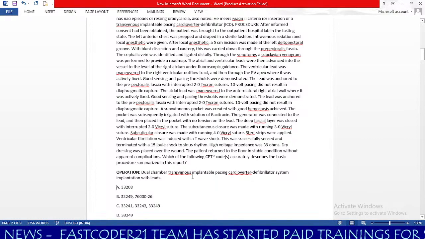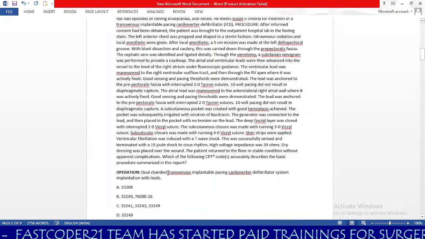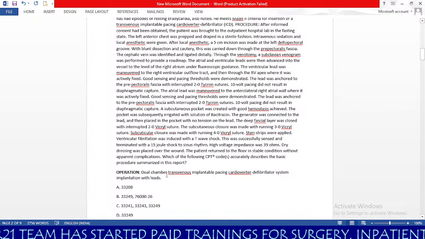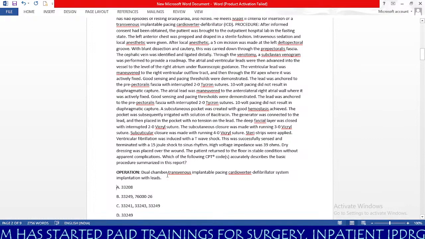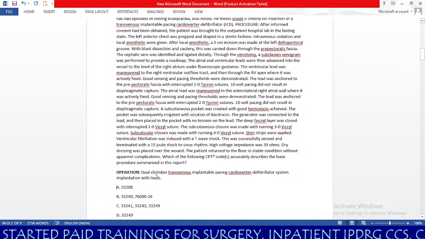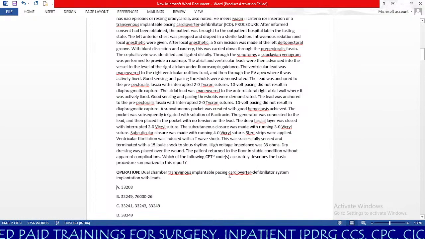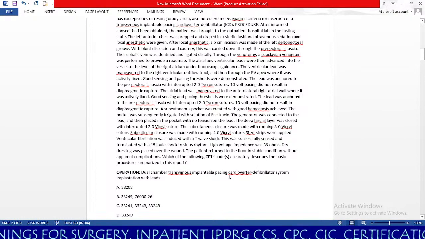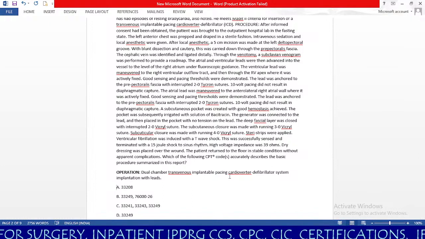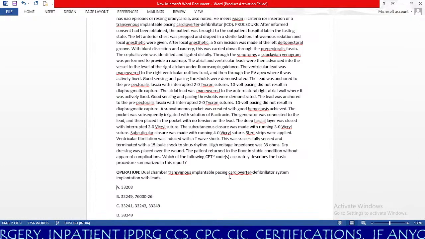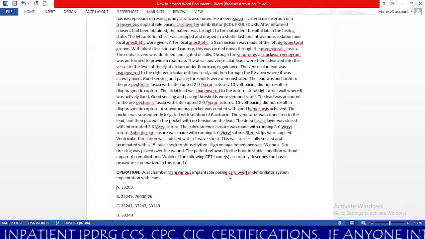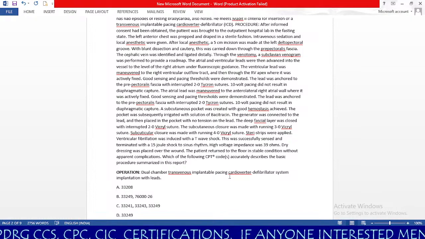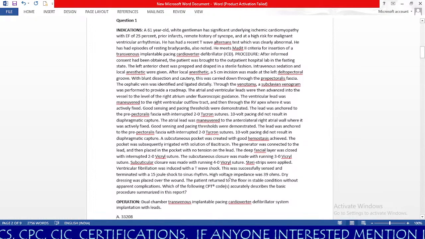Dual chamber means the physician is inserting defibrillator leads in two chambers of the heart, the atrium and ventricle. That's why they have mentioned dual chamber. You need to understand that there is a little bit of difference between pacemaker and cardioverter defibrillator system coding, so you need to be cautious while coding a pacemaker or AICD.